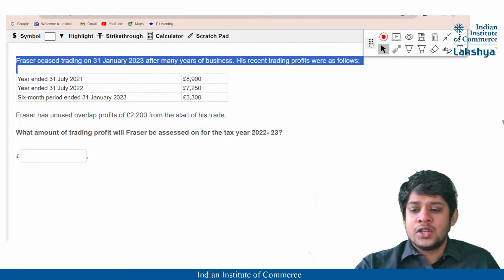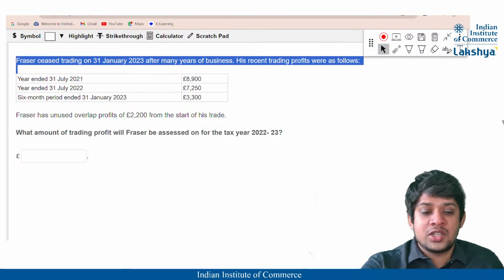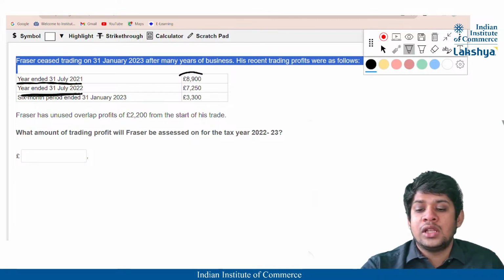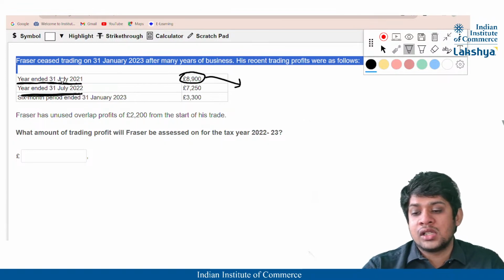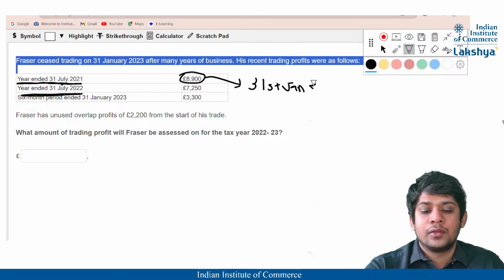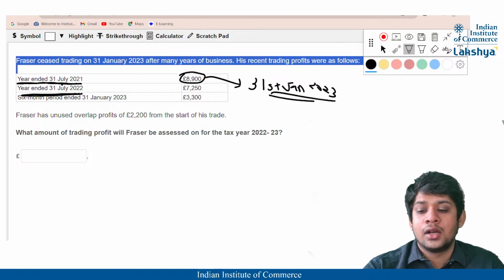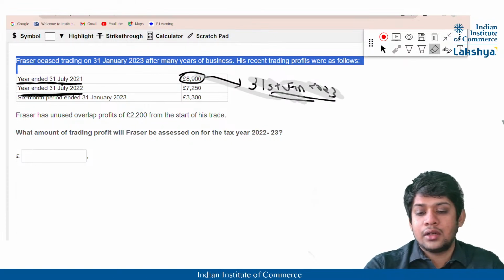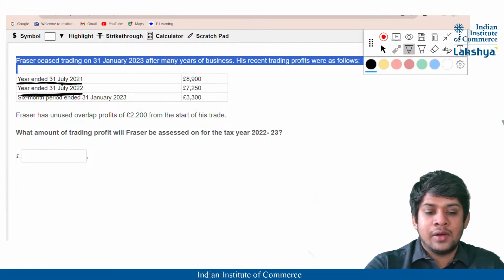Now guys, she used to prepare her accounts, completing her period every year on 31st July. You can see 31st July 2021, 31st July 2022. For this 8,900, she would have already paid the tax because this is in the year ended 2021-22. She would have paid the tax by 31st January 2023. So this has already been paid.